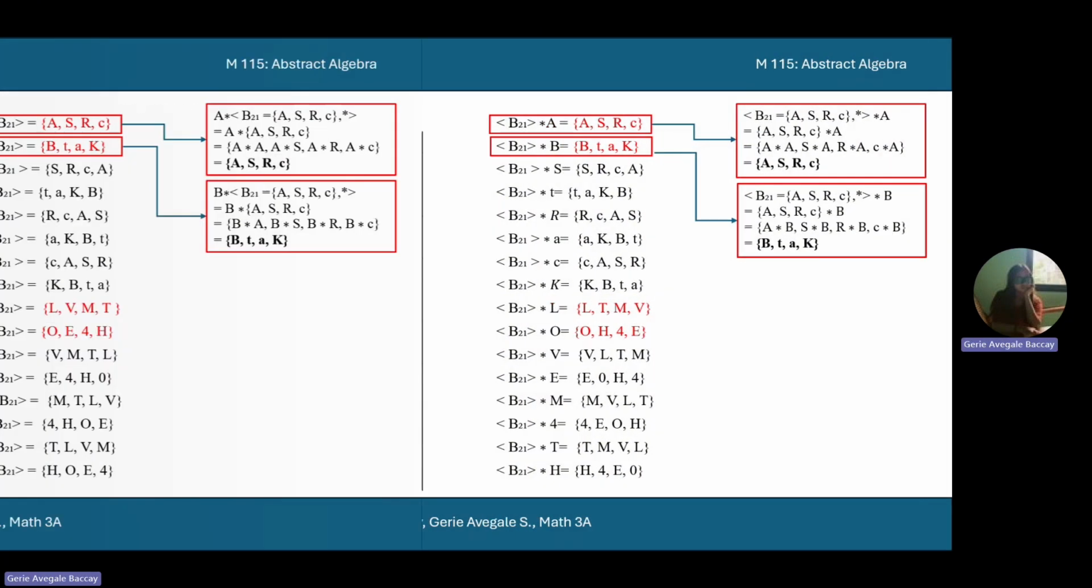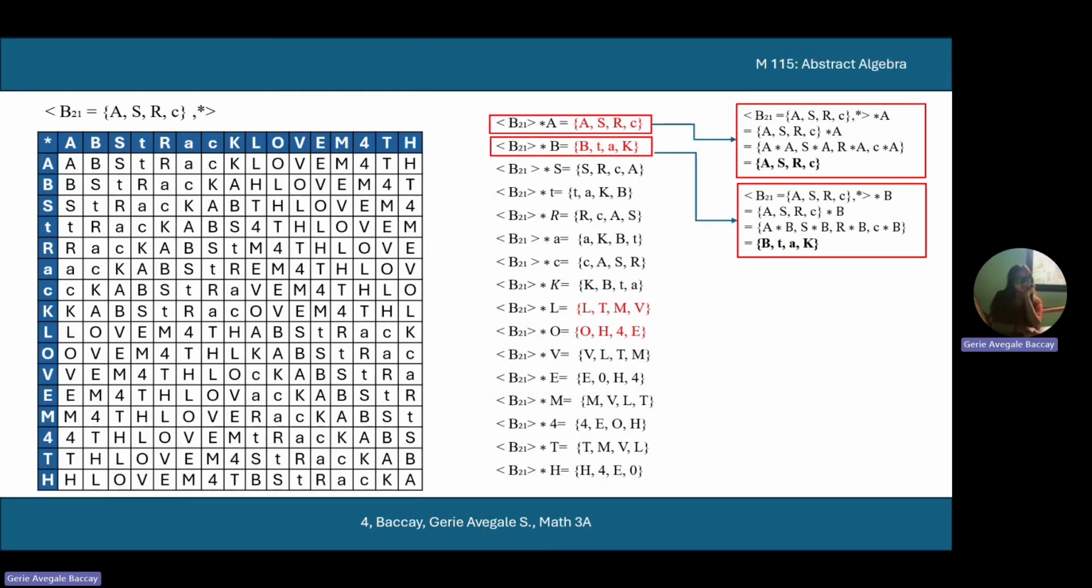Now let's explore the right cosets of B sub 21. Instead of operating the elements of the largest set to the left side, we operate to the right side. We have A here. A star A is A. And then S star A is S. That's why we have S here. And then R star A, we get R. That's why we have R here. And then small c star A is small c. That's how we get this.